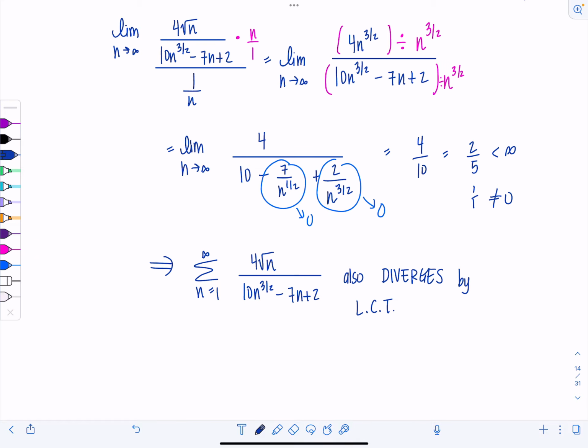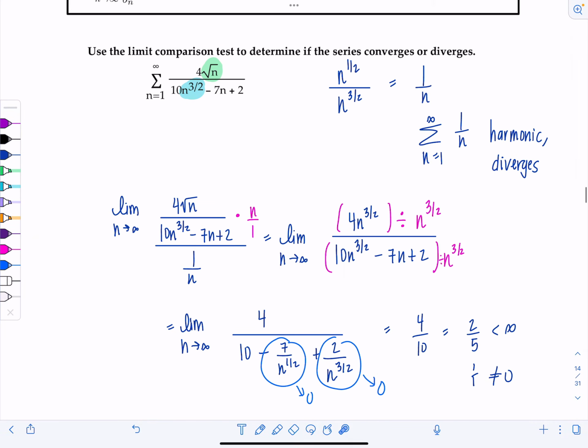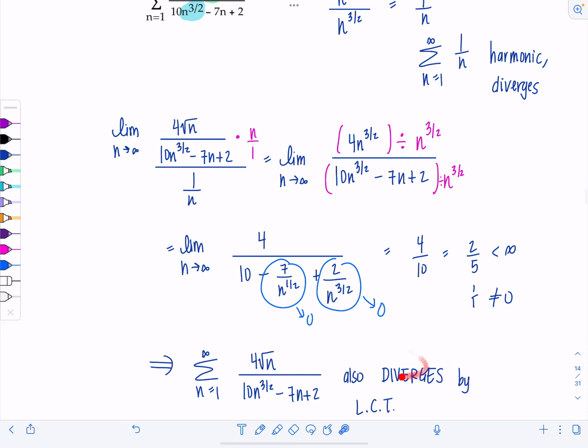Okay? A couple of problems can happen. If this limit comes out to infinity or 0, the test is inconclusive. Usually that's because you picked the wrong thing to compare it to. If you had picked 1 over n squared, then it would have gone to infinity, and then the limit comparison test would not have been applied correctly. It doesn't give you any information. It means you picked the wrong thing. All right, so just keep that in mind.